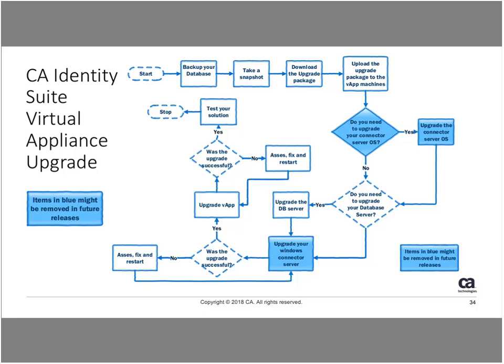You do the assess, fix, and restart kind of loop. You say, okay, I upgraded. Let's see if it fixes the problem I was trying to upgrade for. Let's see if I can utilize the feature. Go through your testing cycle and the documentation, and make sure everything is working.